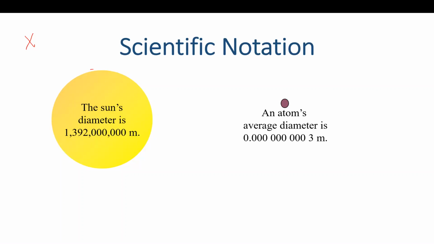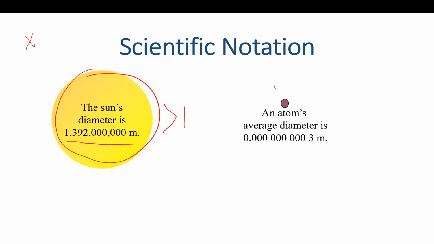Okay, class. So today we're going to be talking about scientific notation and how we can use it to express really large numbers and really small numbers without writing excessive amounts of zeros. So we have two numbers here. We see here we have the sun's diameter, which is a really big number, 1,392,000,000 meters in length. And we see with this number, it's much bigger than 1.